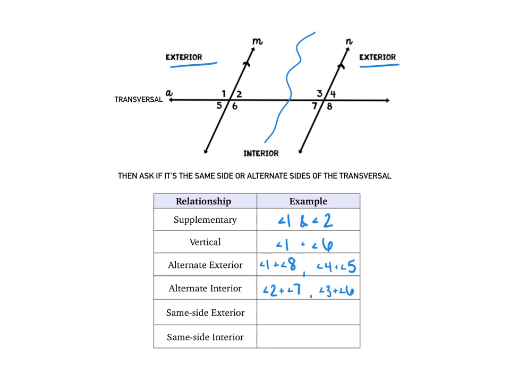All right, moving to same side. So this time I want either both on top of the transversal or both on the bottom of the transversal. First, looking at exterior angles, let's look at the top half of the transversal first. Exterior would be angle 1 and angle 4. If I looked at the bottom side of the transversal, I could talk about angle 5 and angle 8. Moving on to the interior, same side, I could do 2 and 3 coming from the top half, or I could do angle 6 and angle 7.